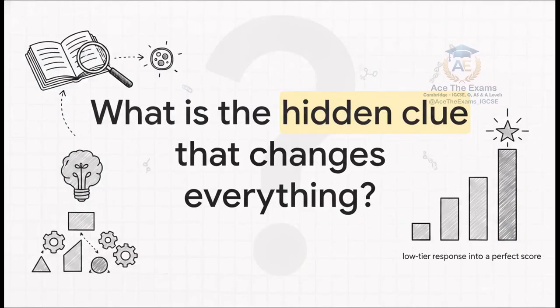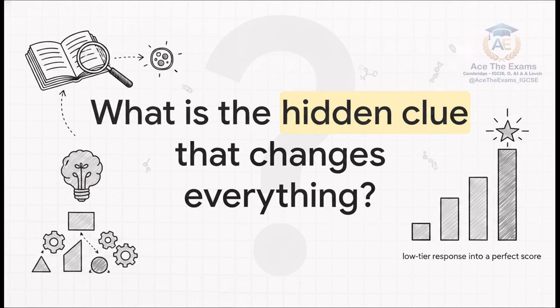So, that brings us to a massive question. What is the hidden examiner clue that flips a low-tier response into a perfect score? It's a tiny detail that changes literally everything. But to spot it, you first need a specific analytical framework. Without it, you'll just be guessing. But with it, the answers practically write themselves.